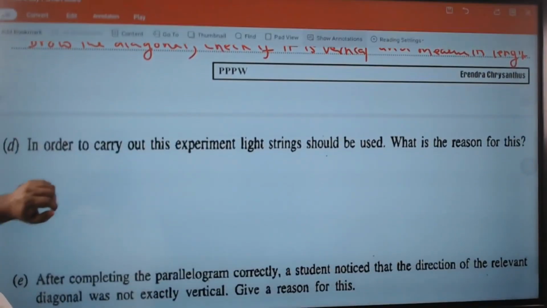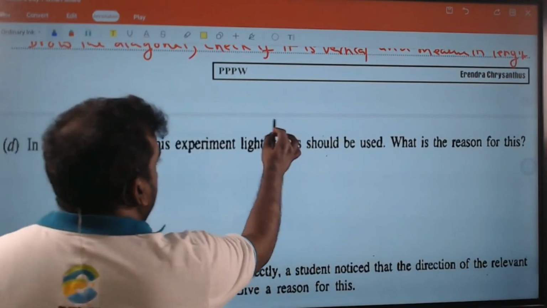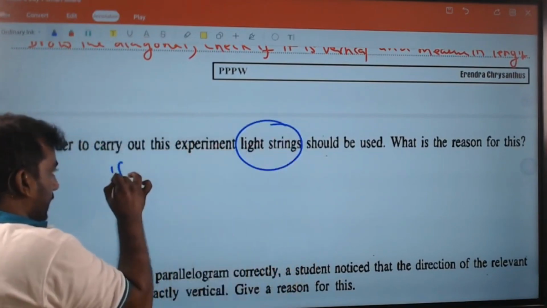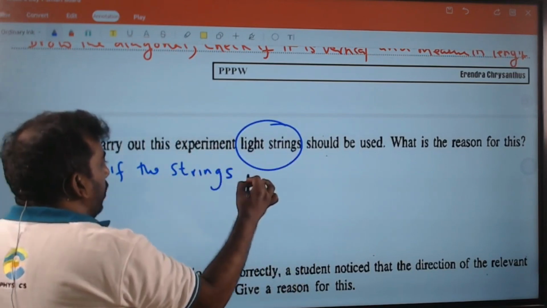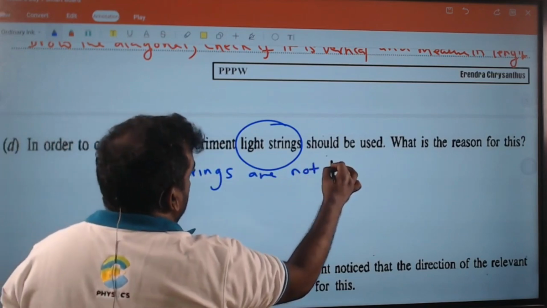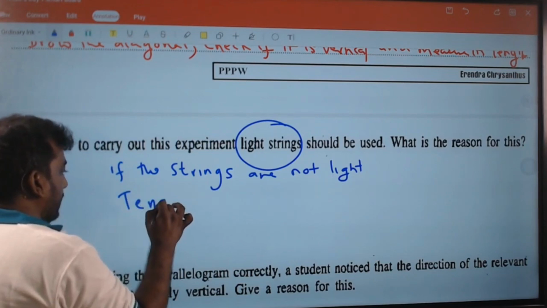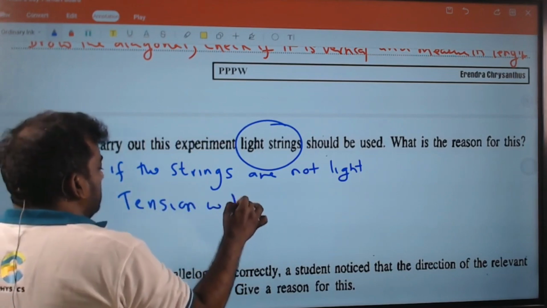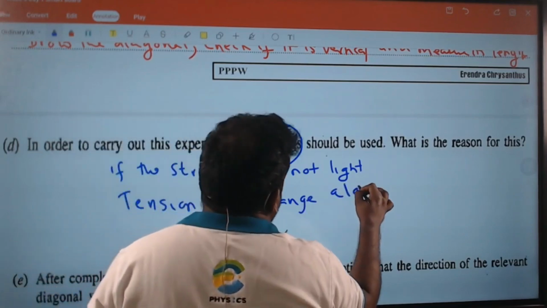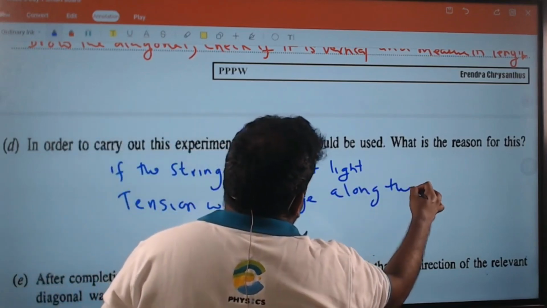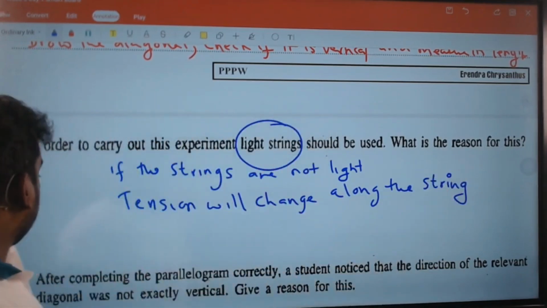In order to carry out the experiment, light string should be used. Why is that? If the strings are not light, tension will change from point to point along the string. Okay, no? Right.